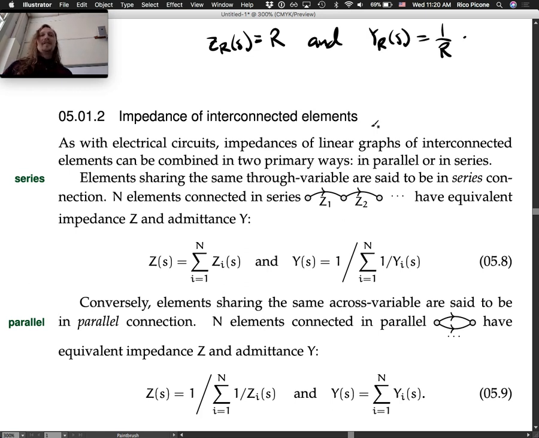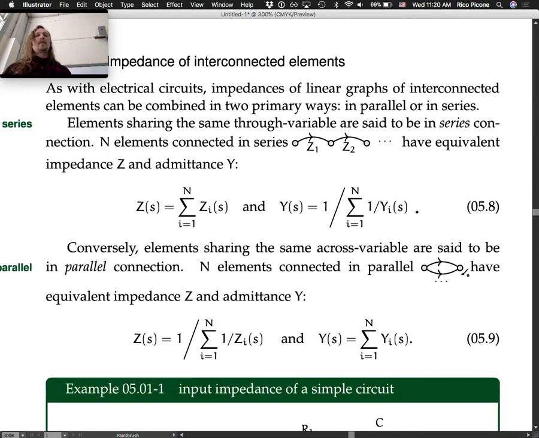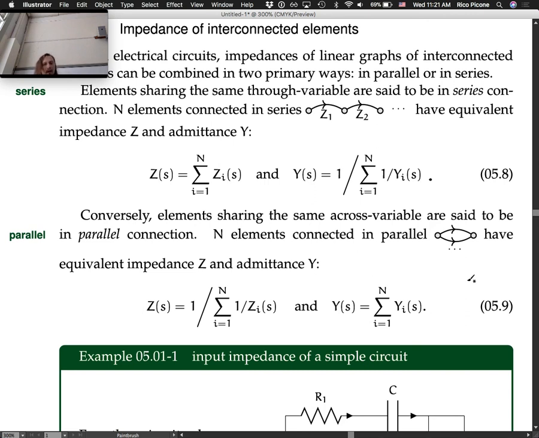Elements sharing the same through variable are said to be in series connection. Elements connected in series have equivalent impedance Z and admittance Y, so you sum up the impedances in series, and you take 1 over the sum of the reciprocals of the admittances in series. Conversely, elements sharing the same across variable are said to be in parallel connection, and elements connected in parallel have equivalent impedance and admittance, as in 5-9, which is to say the familiar 1 over the sum of the reciprocals for the impedance and just summing up the admittances. Okay.